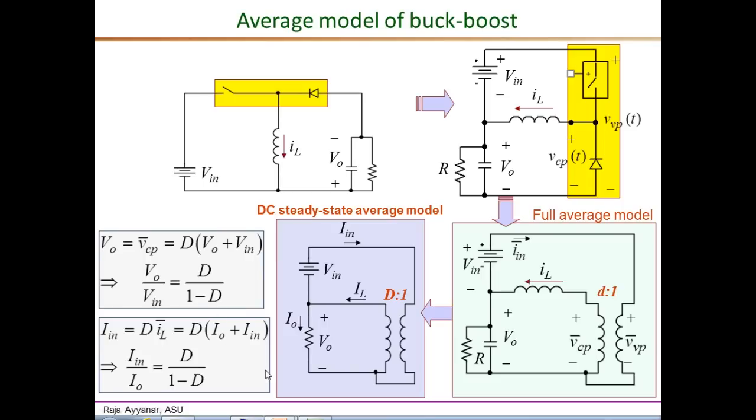The power of the average model is not just in deriving these steady state relationships, but in doing a transient analysis using the full average model, and also to derive the various transfer functions that are needed to do a controller design.